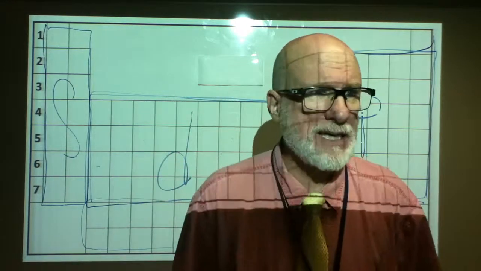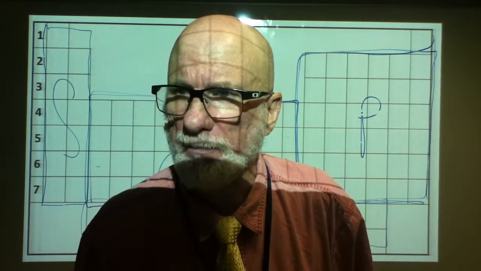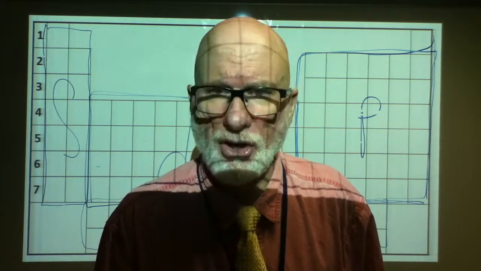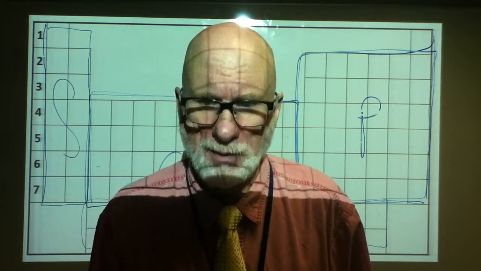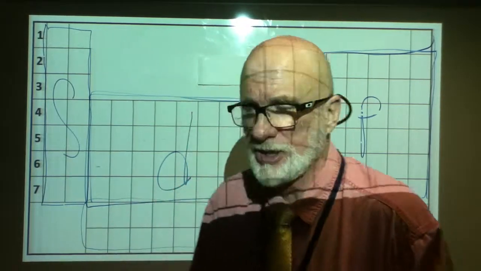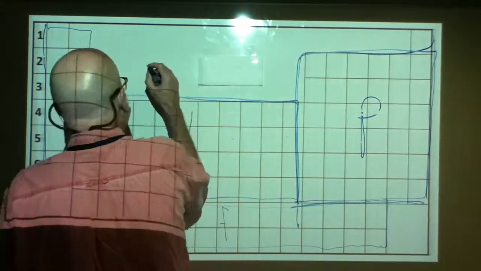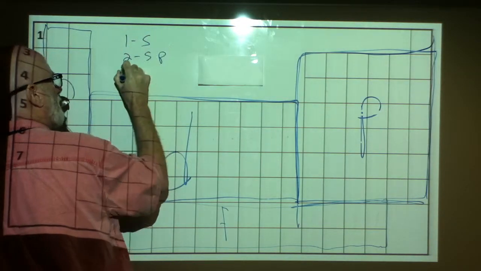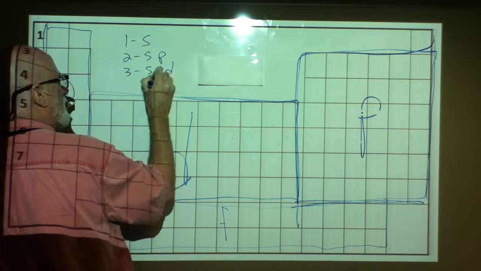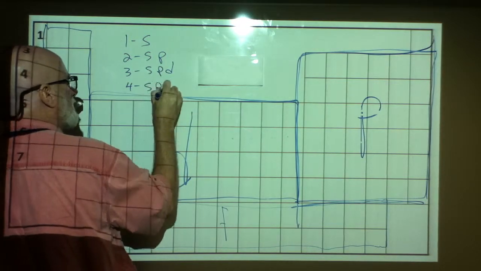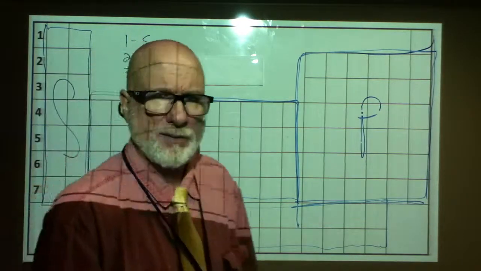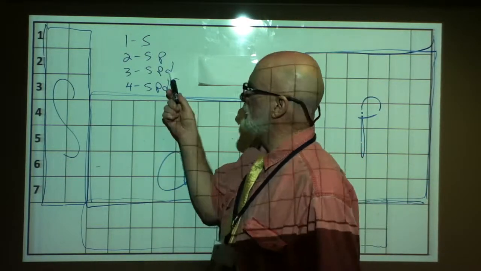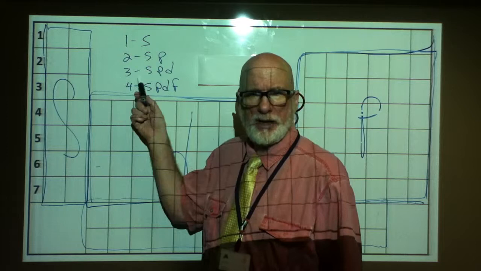Now, where do you see D for the first time? What level? No. The third level, right? Didn't I put that on the board? Shall I put this on the board again to refresh your memory? It went 1 is S, 2 is SP, 3 is SPD, and 4 is SPDF. Isn't that correct? Didn't I say that? Yes or no? Okay. So don't you see D for the first time in 3?